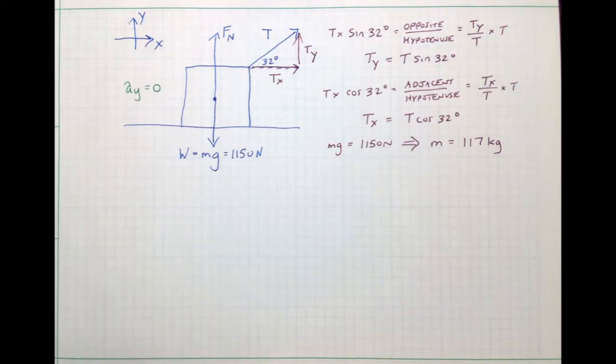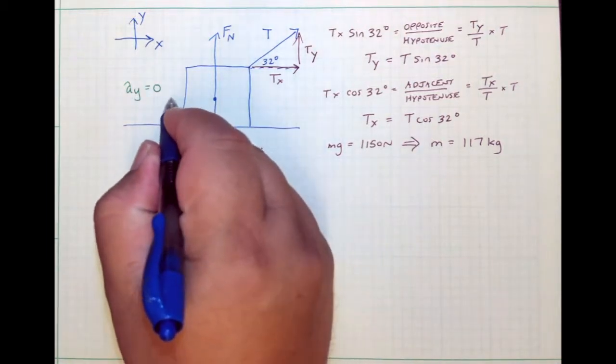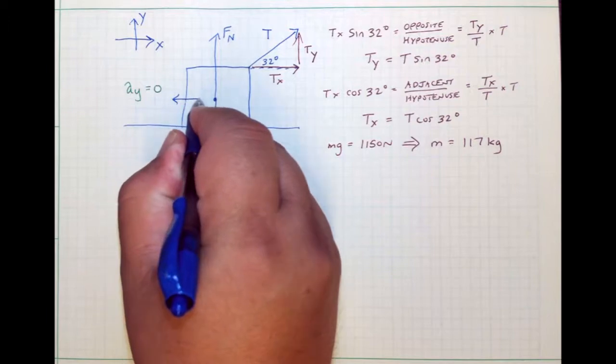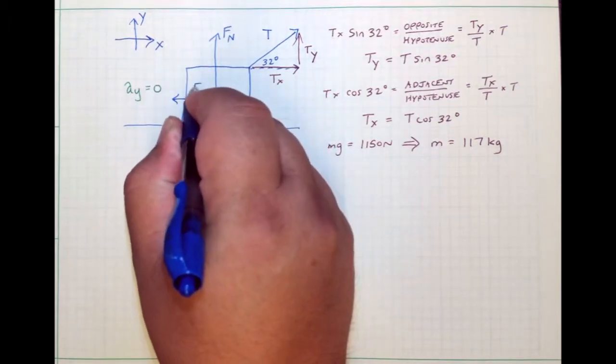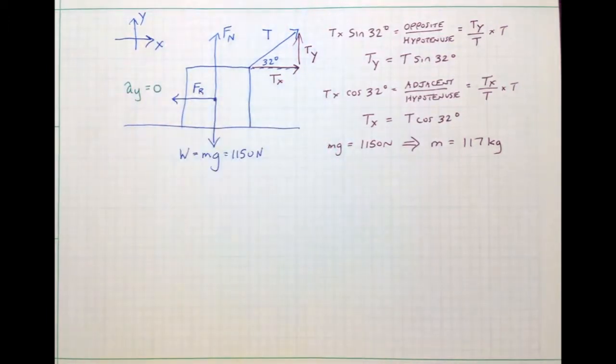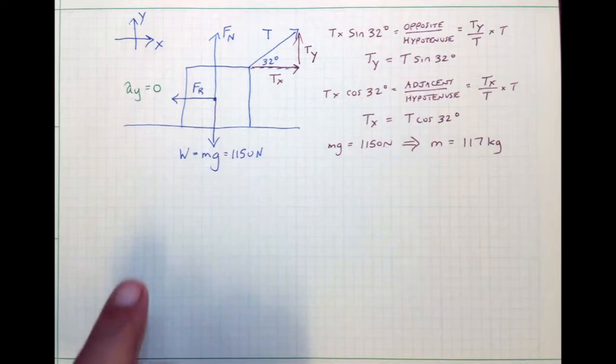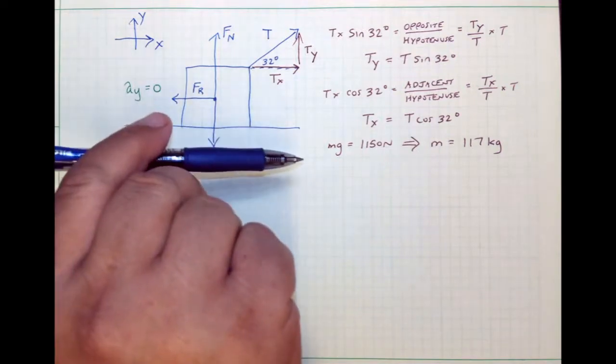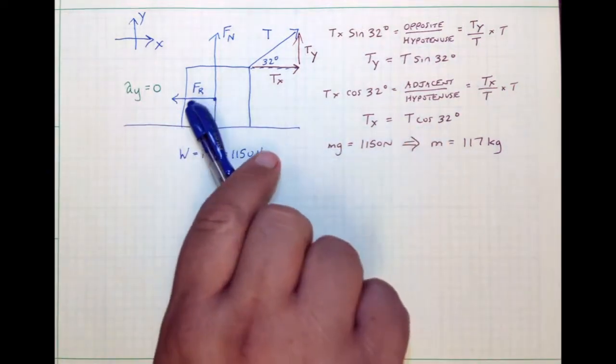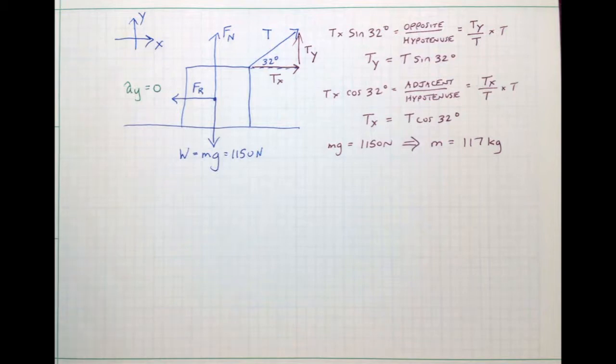The difference is, this time, we now have a friction force at work. So we now include the friction force on the diagram. Note the direction of the friction force is in this case to the left because the crate will be moving to the right. That means the friction force opposes motion.